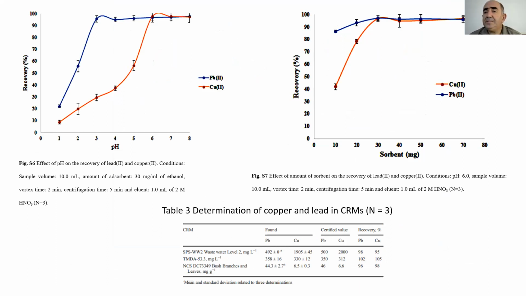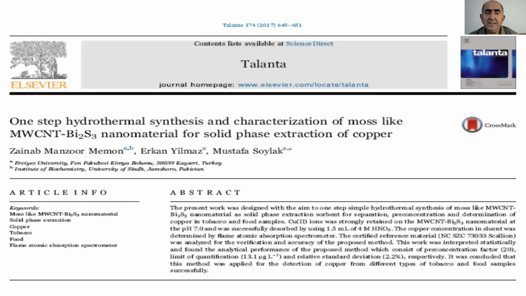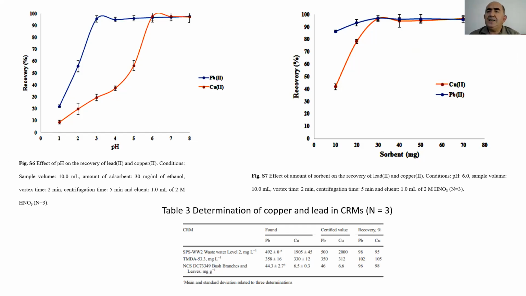For solid phase extraction and solid phase microextraction studies, we optimized all the analytical conditions. For example, as you can see here, the effect of pH is investigated. After optimizing the pH, we optimized the amounts of sorbents and the amounts of solvents. Then, for validation of the methodology, we applied it to certified reference materials. We can get quantitative results for the certified values. Then we applied our methodology to real samples, including water and food samples.